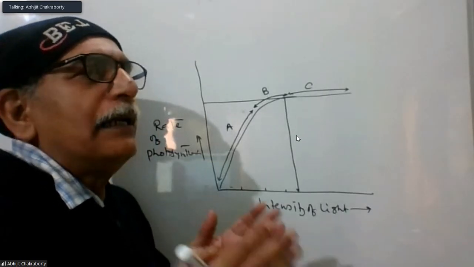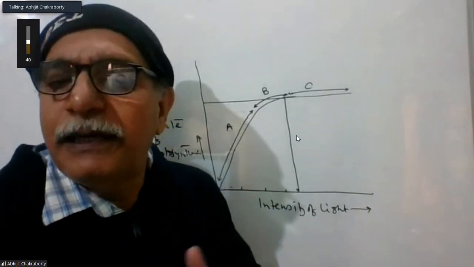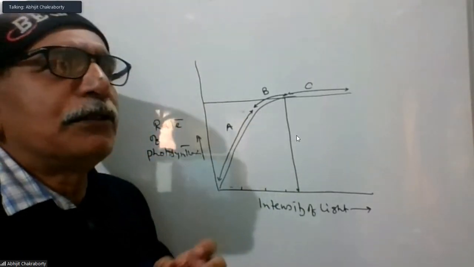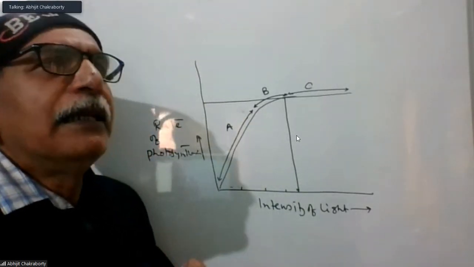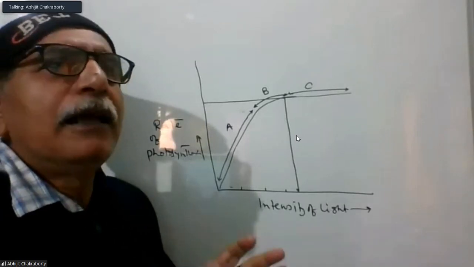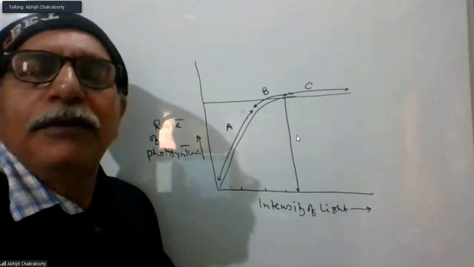Suppose light intensity is found to be very less, then what to do? At that time, even if the concentration of carbon dioxide varies or goes up, the rate of photosynthesis will not be affected, hampered, or increased. Are you getting me?